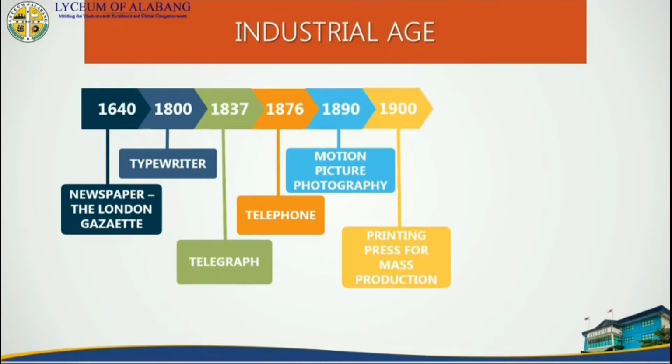Next, in 1900, we have the printing press for mass production. A printing press is a device for applying pressure to an ink surface resting upon a print medium, such as paper or cloth, thereby transferring the ink. Typically used for text, the invention and spread of the printing press was one of the most influential events in the second millennium.